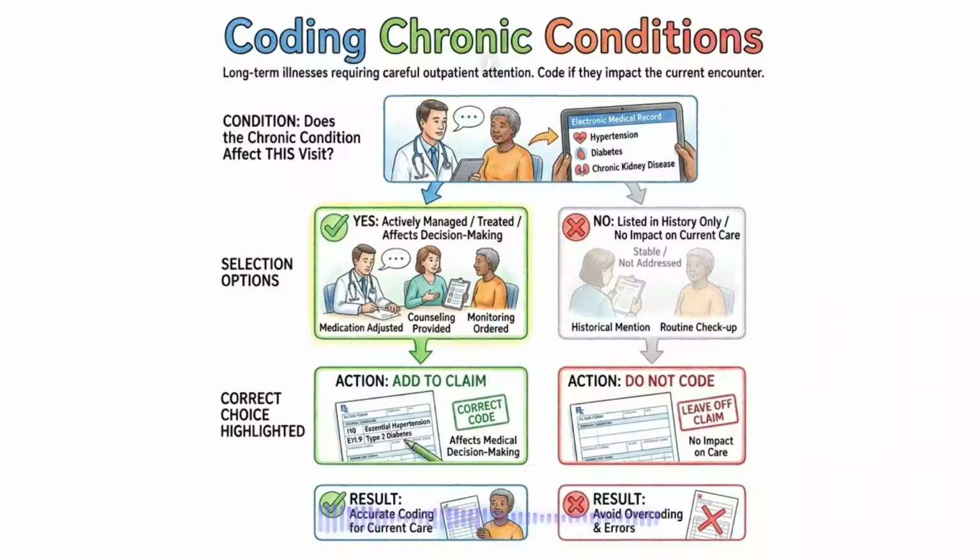Chronic conditions are long-term illnesses that a patient manages over a long period, and they require careful attention from outpatient coders. You should code chronic conditions like hypertension, diabetes, or chronic kidney disease if they are actively managed, treated, or if they affect the provider's medical decision-making during the encounter. If a chronic condition does not affect the patient's care during that specific visit and is simply listed in their medical history, you should leave it off the current claim.